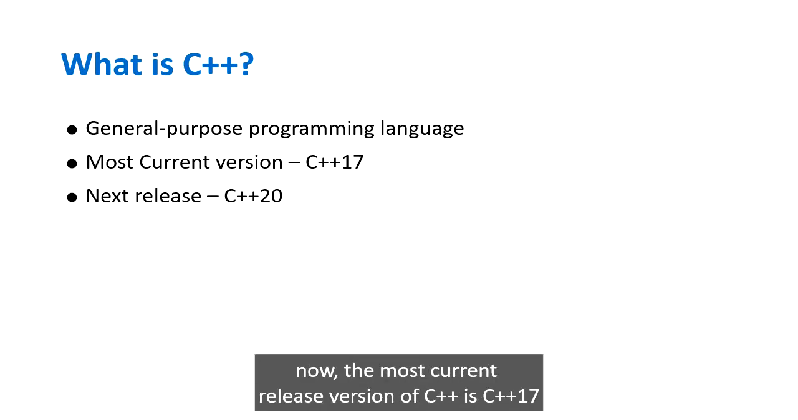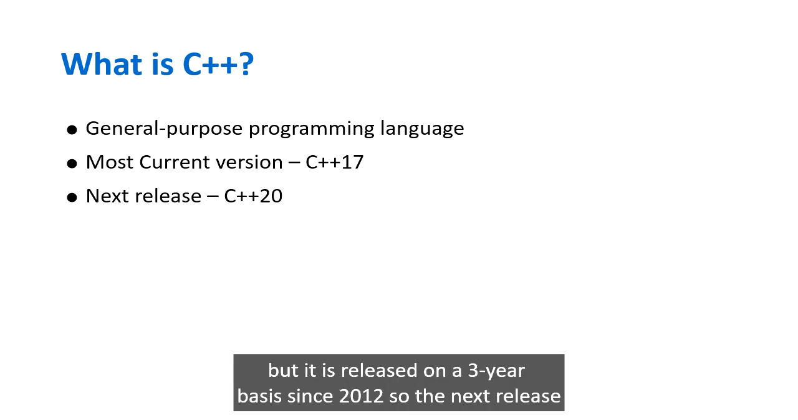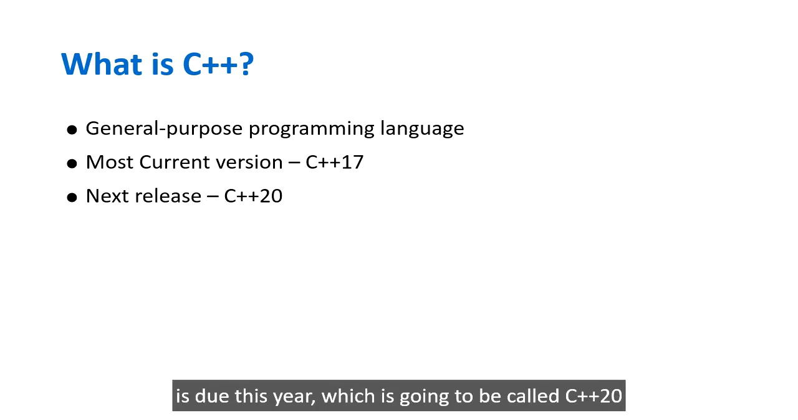Now, the most current release version of C++ is C++ 17, but it is released on a 3-year basis since 2012. So the next release is due this year, which is going to be called C++ 20.